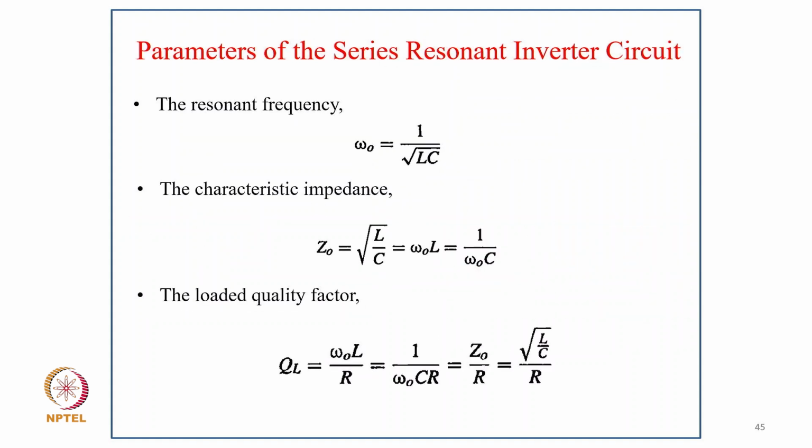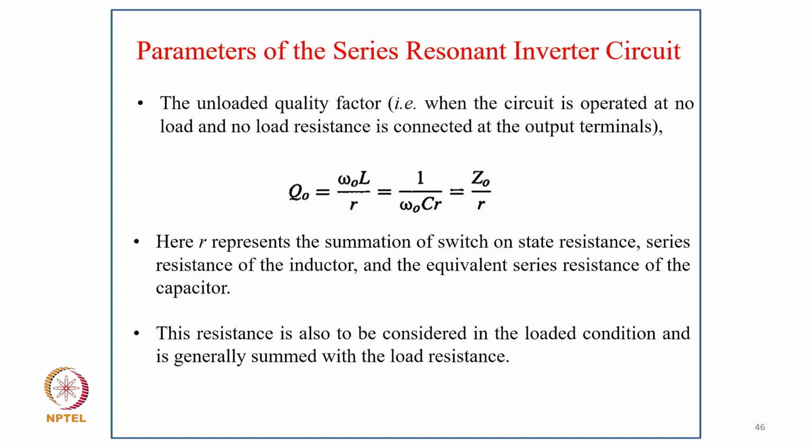So the resonant frequency omega 0 equal to 1 upon root LC, and the characteristic impedance Z0 equal to under root L upon C, that is equal to omega L equal to 1 upon omega C, and the load quality factor QL equal to omega 0 L upon R, that is 1 upon omega 0 CR equal to Z0 upon R equal to under root L upon C upon R. So the parameters of the series inverter circuit: the unloaded quality factor, that is when the circuit is operated at no load and no load resistance is connected at the output terminal. So Q0 equal to omega L upon R, that is 1 upon omega CR equal to Z0 divided by R.